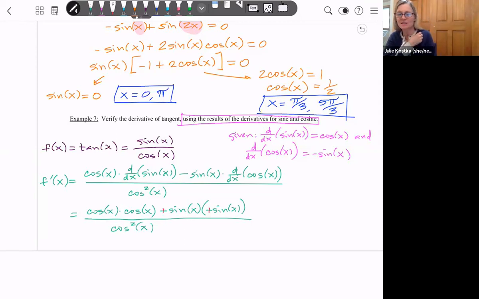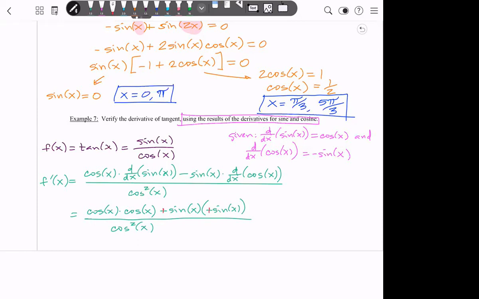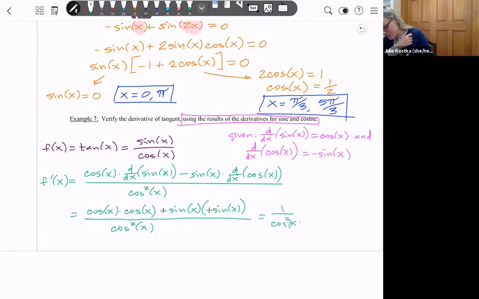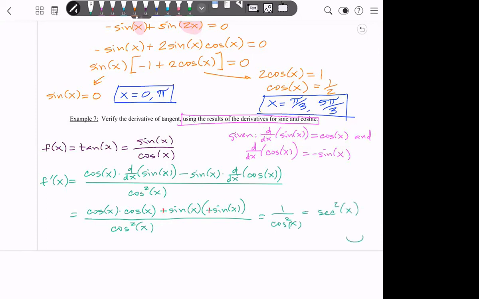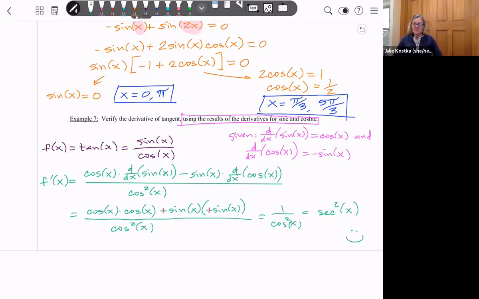Cosine squared plus sine squared equals 1. And then you can simplify that to secant squared. Isn't that fun? Pretty cool. Oh, and that's why it just equals that. Okay, that's why the derivative of tangent equals secant squared, and we could not have developed that last class.